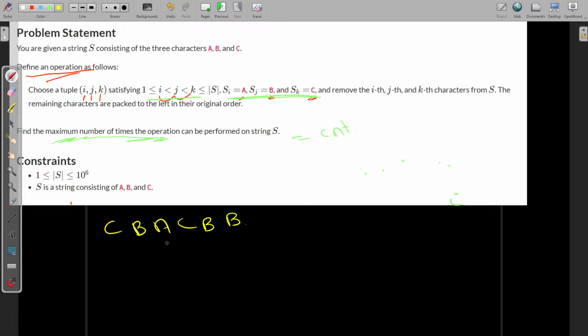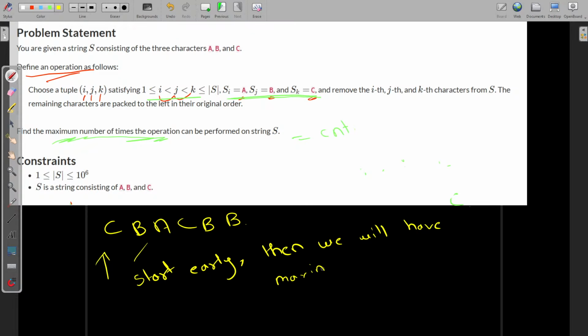It seems intuitive, right? It seems intuitive to start with the leftmost character, because if we start early, then we will have the maximum options available.